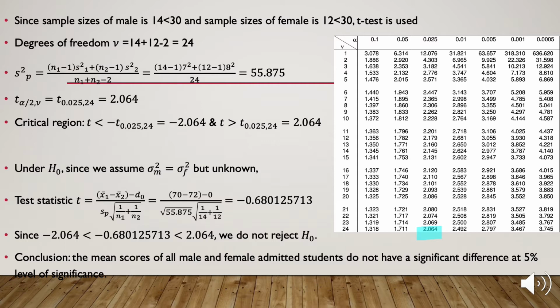It will equal to 70 minus 72 minus 0 over square root of 55.875 times square root of 26 over 168, which is equal to around negative 0.6801. Since negative 2.064 is smaller than negative 0.6801, which is smaller than 2.064, we should not reject H0. As a conclusion, the mean scores of all male and female admitted students do not have a significant difference at 5% level of significance.